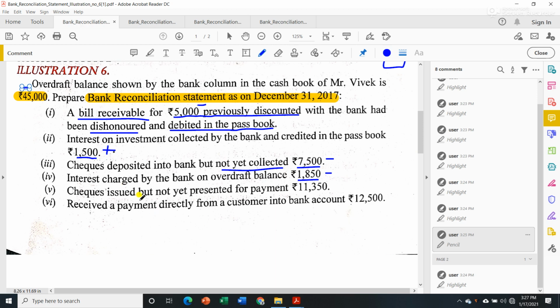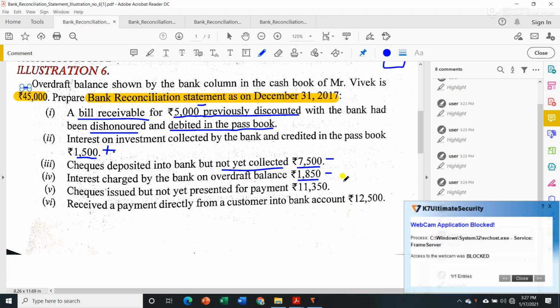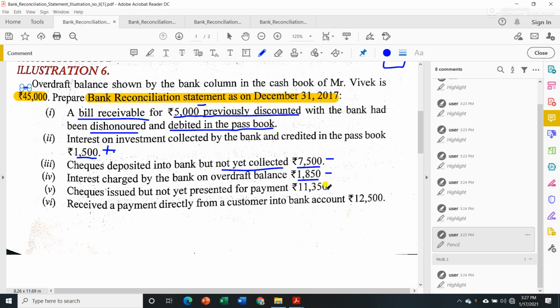Then next is checks issued but not yet presented for payment, meaning we issued some check to our customer or creditor, but it was not yet presented by them for payment. That means according to the cash book we have already made a payment of 11,350, but in reality we haven't paid yet. So our cash book is showing 11,350 less than our passbook, so we will put it in the plus column and our cash book and passbook will be equal.